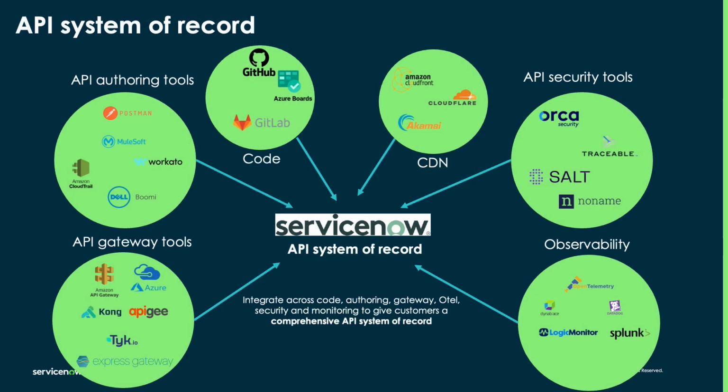What we are planning to do at ServiceNow is to create an API system of record by bringing in API metadata from a broad ecosystem of sources, such as API gateway tools. There can be Amazon, Azure, Kong, Apigee, or API authoring tools such as Postman or MuleSoft or Dell Boomi, DevOps platforms such as GitLab, or security scanners such as Noname, Traceable, Orca Security, or even observability tools such as Dynatrace, Datadog, LogicMonitor, or Splunk.